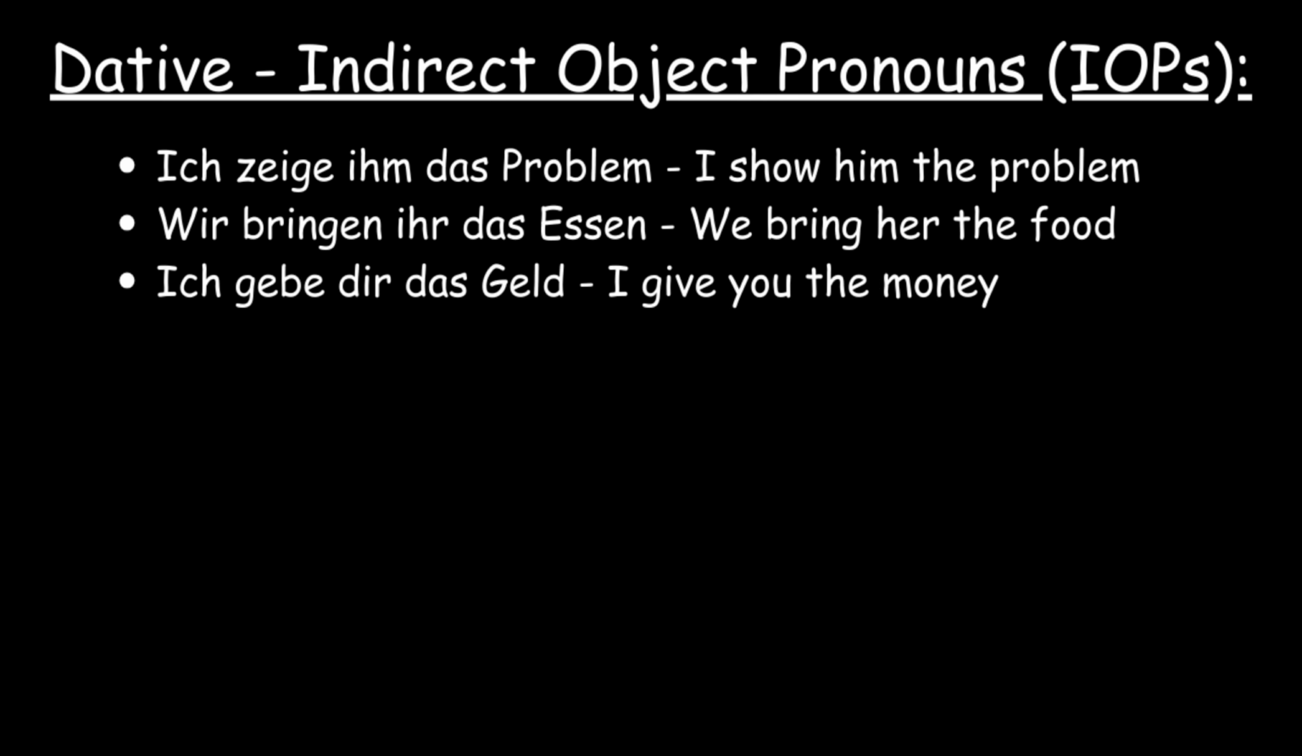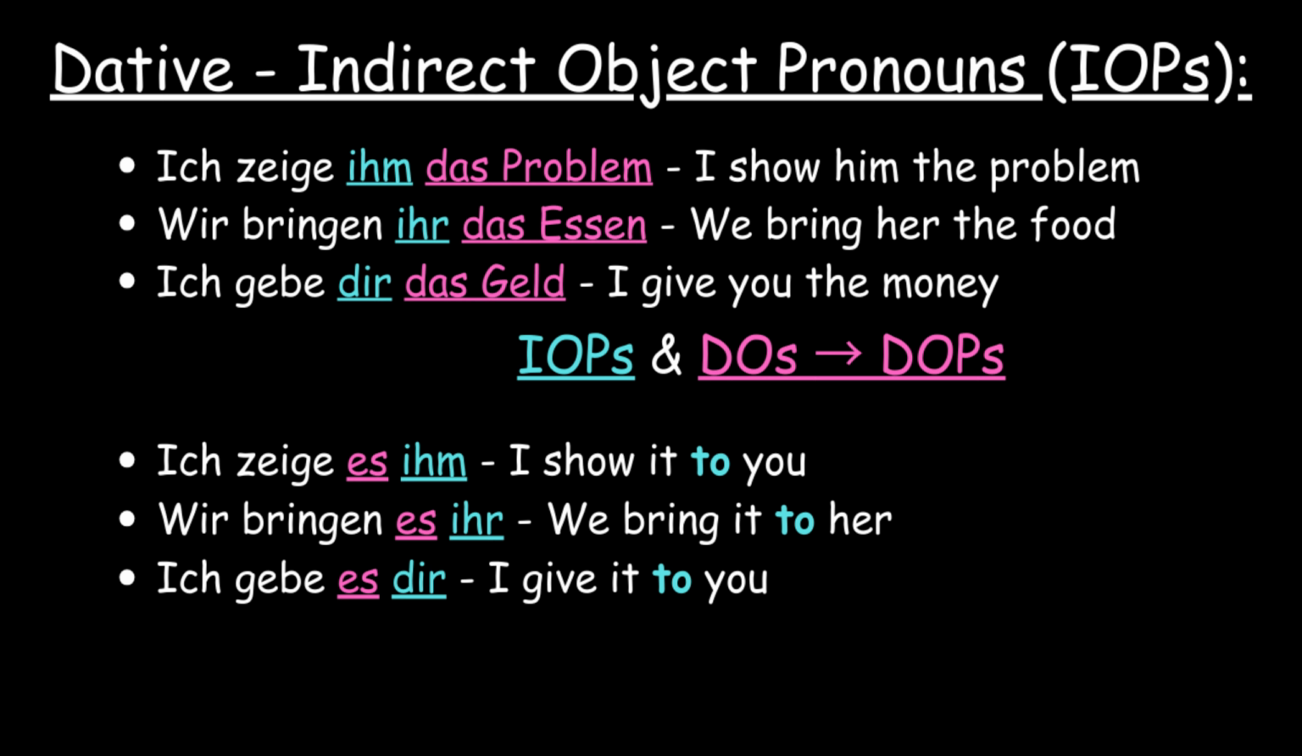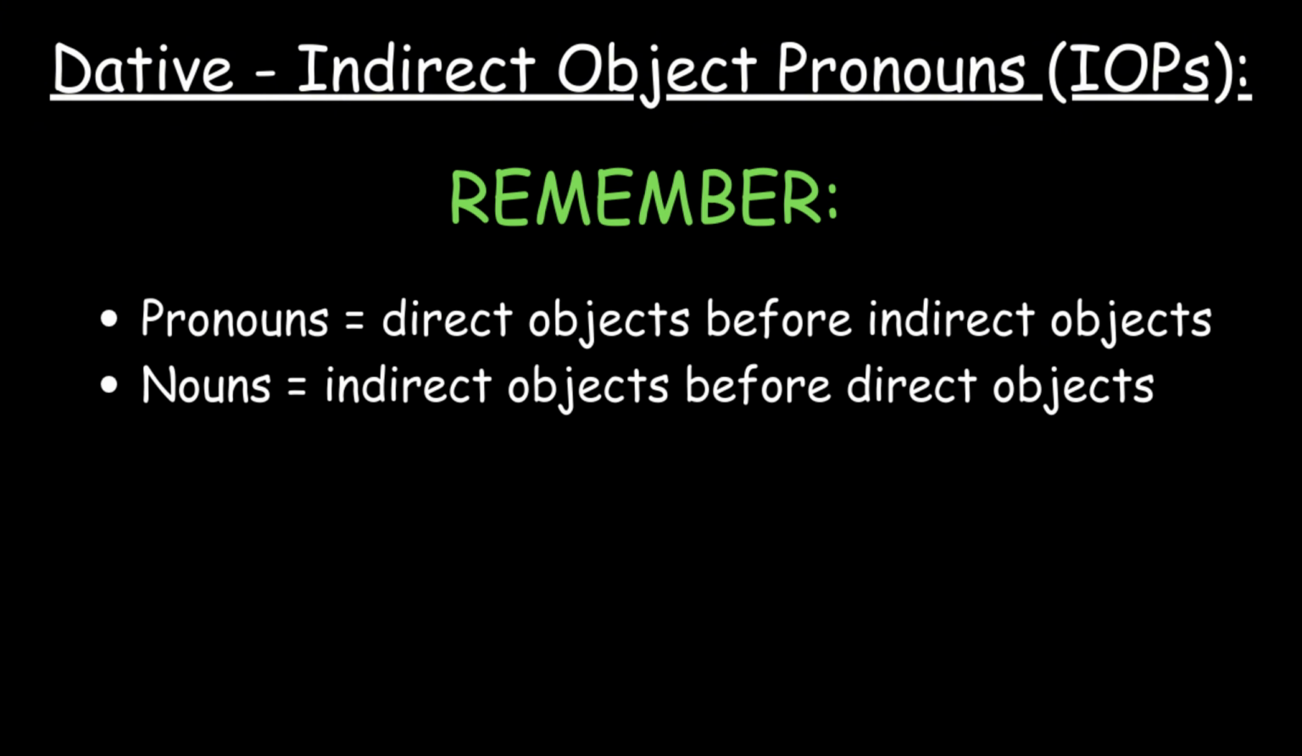Other than that, the usual word order is the standard word order. Some other examples are ich zeige ihm das Problem. Wir bringen ihr das Essen. Ich gebe dir das Geld. In the phrases, we have indirect object pronouns and direct object nouns. And if we change the nouns to pronouns, the order will also change. Ich zeige es ihm. Wir bringen es ihr. Ich gebe es dir. To remember this concept, always know that in the case of pronouns, direct objects come before indirect objects. And in the case of nouns, indirect objects come before direct objects.